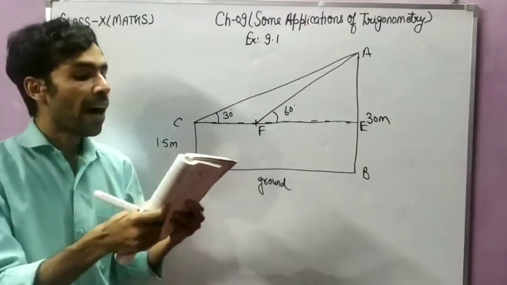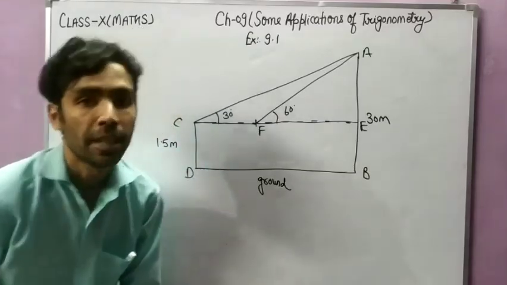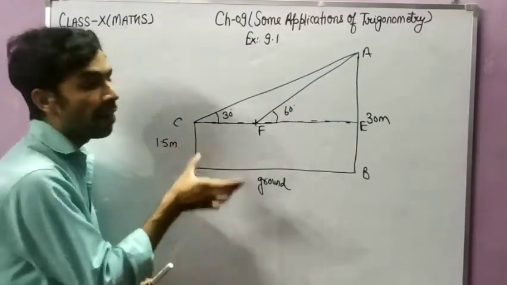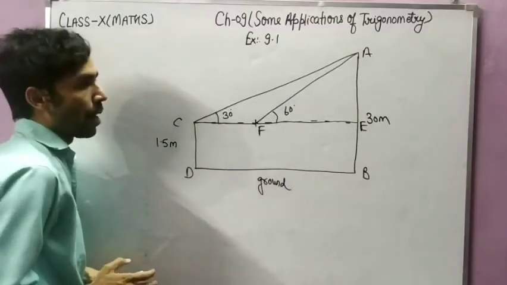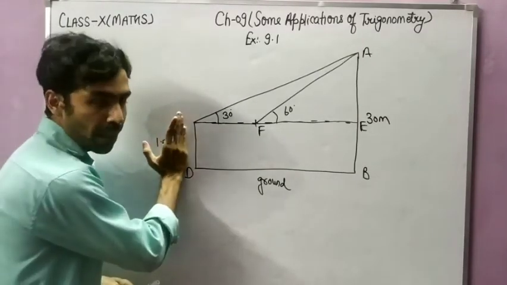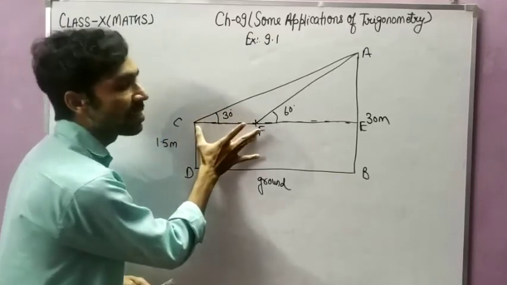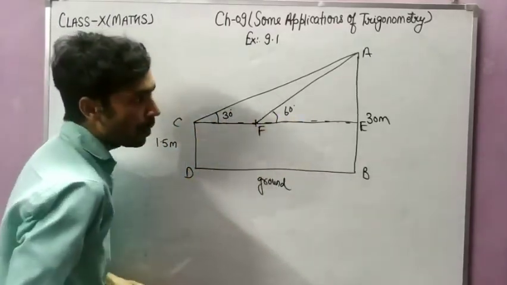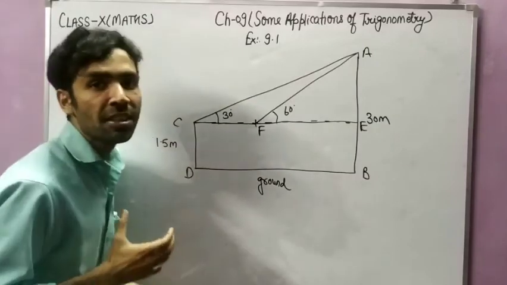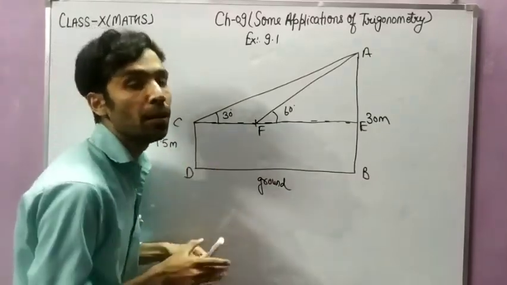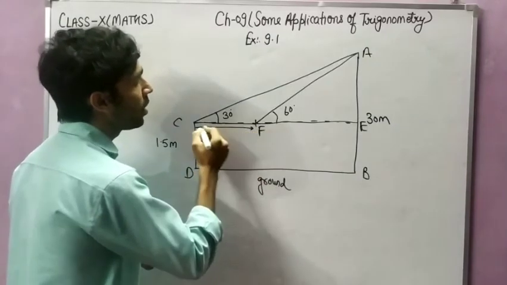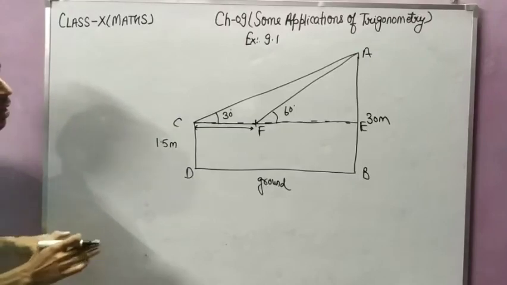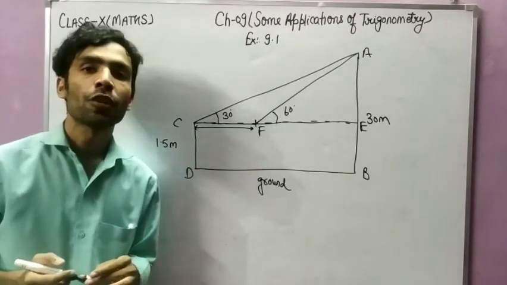Now to find the distance he traveled towards the building. Okay, so we have to find how much distance he traveled towards the building. See, the man was at CD position, and when he walks towards the building to CF, the angle of elevation becomes 30 to 60 degree. So that much distance he moved towards the building. So now student, this much diagram we can draw from the statements.